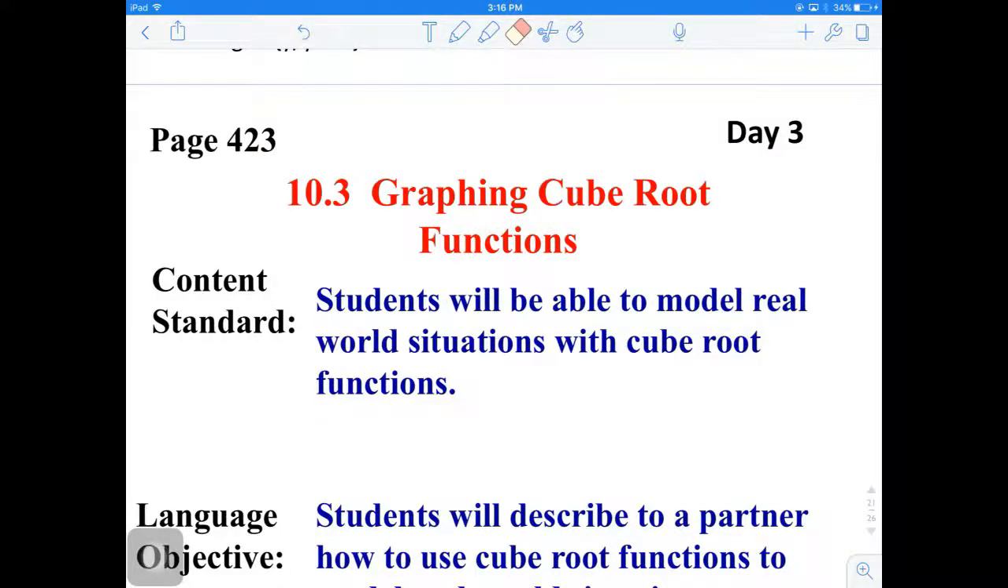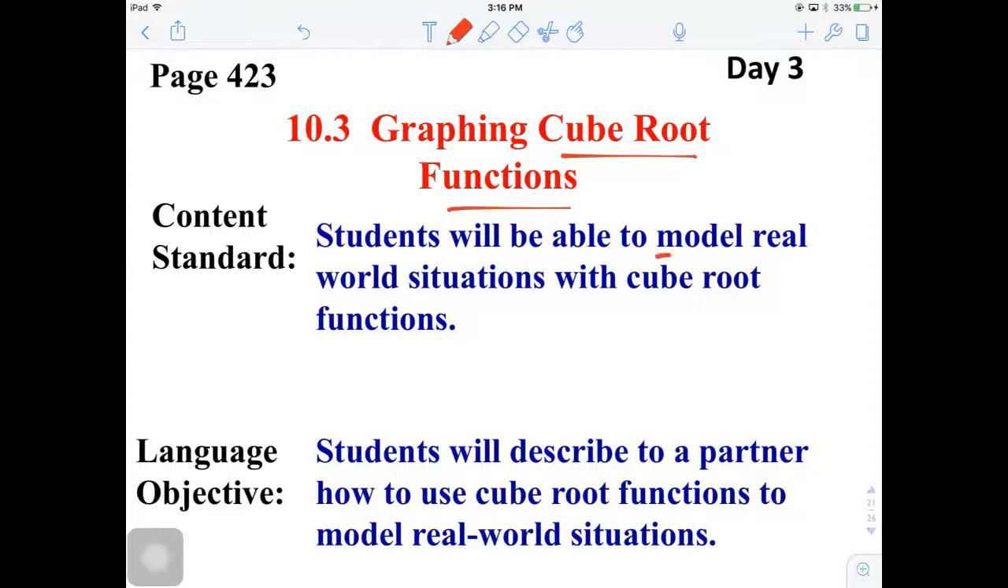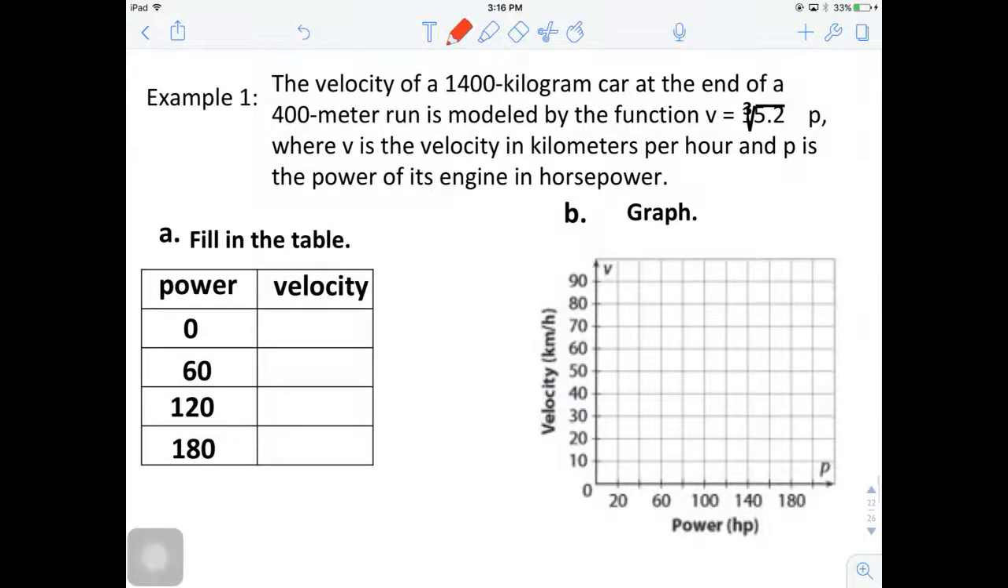Hi everyone, today we're going to finish 10.3 day 3, and that's going to be on continuing the graphing cube root functions, but we're going to be actually modeling real world situations with cube root functions today, so that way you can see how they're applied. Let's take a look at the first example here.